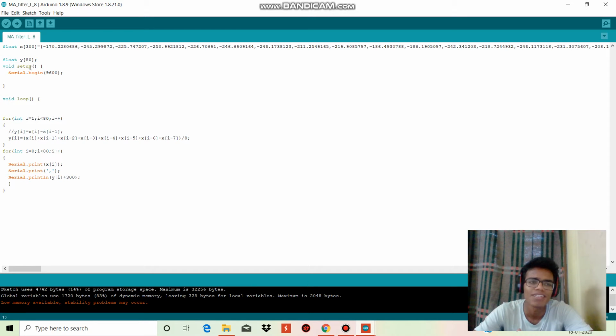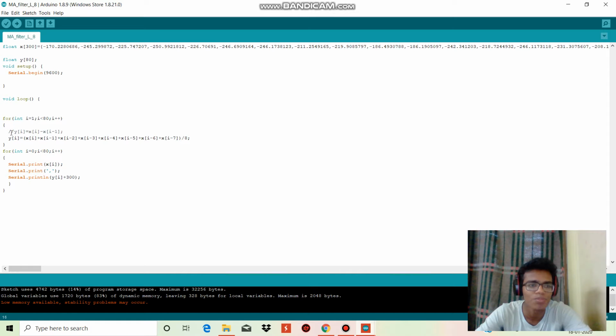After that, I have written void setup, Serial.begin 9600. This is actually initializing the Arduino, and this number 9600 is actually the data transmission rate. After that, I have written void loop. This part actually gets executed continuously in the Arduino.